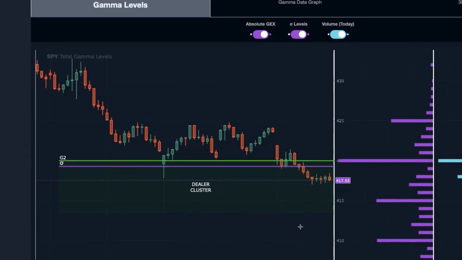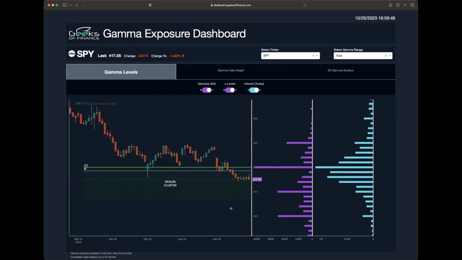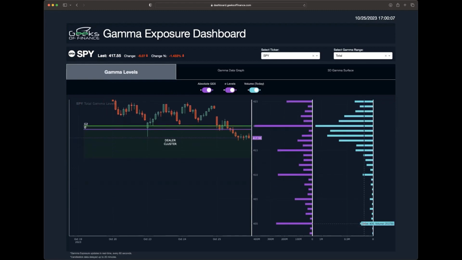And so I think this dealer cluster zone, with all the volume that's coming in here at the 420 strike and lower, you can see significant volume at 419, 418, 417, all the way down even to the 410. And we've seen a lot of volume coming in previous days at the 400 strike, even some more today. You can see this big gamma concentration at 400.